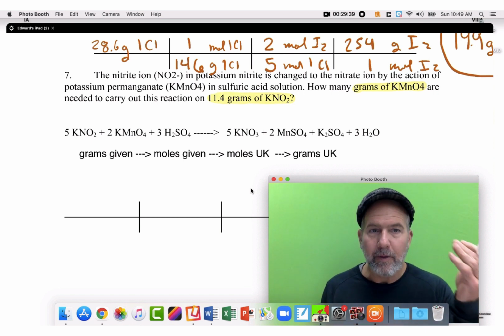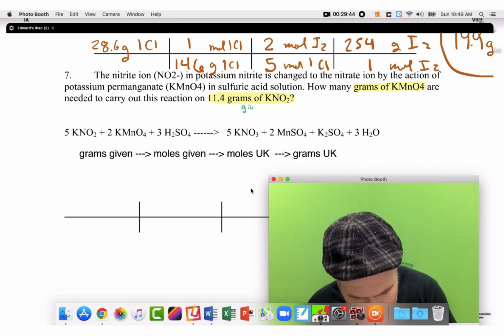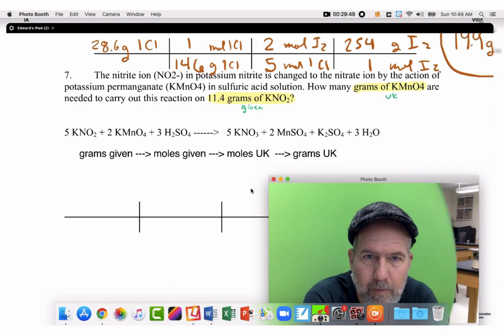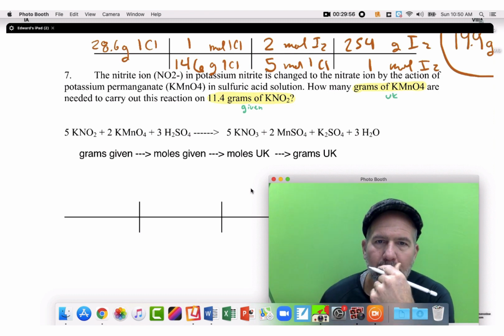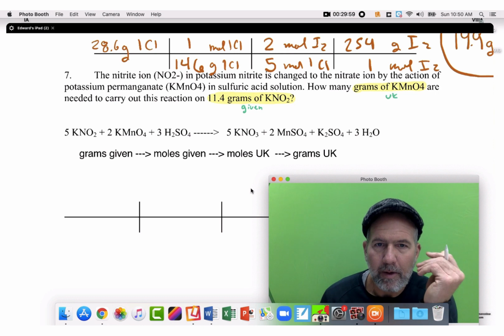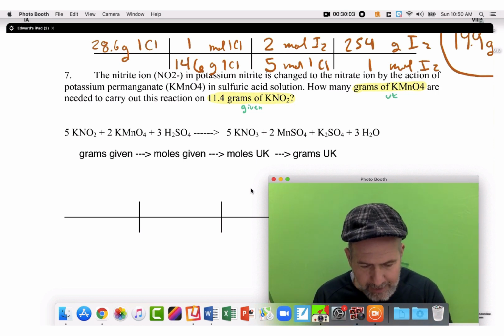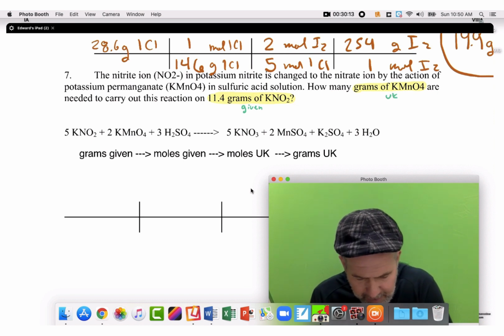There they are. Given, unknown. All right. Oops, the green screen went off the screen. All right. So you see that? So I will put this stuff above my balanced equation because that's a good habit. It's nice. It makes it easy to see. So make sure you get things where they're supposed to be.